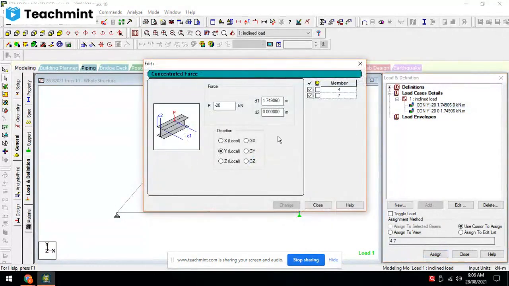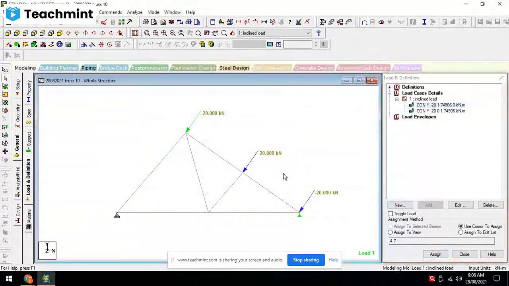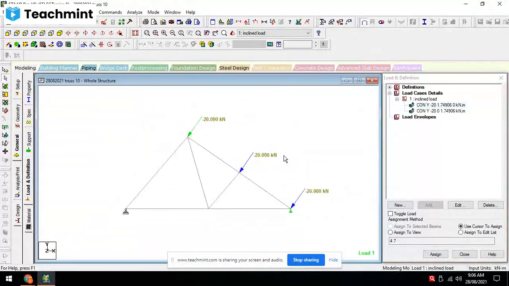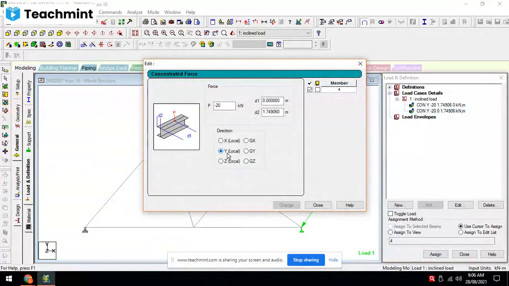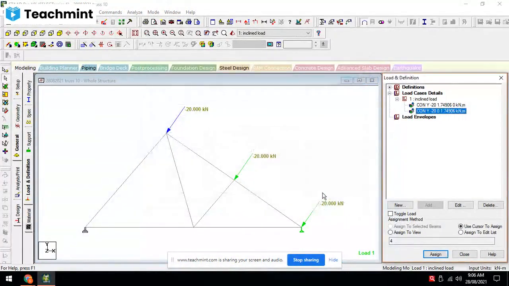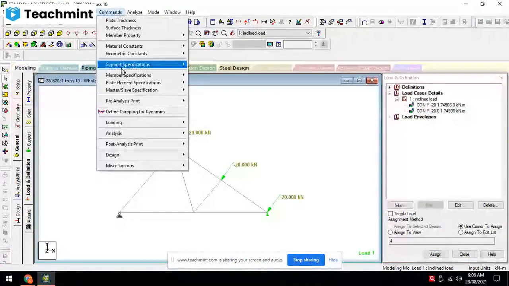D1 is 1.74, then D2 is 0. So like that I will apply the load. Like this you can apply the load. The only main thing is that you change the direction, that is Y local. Change the direction, that is Y local. Is it understood, all of you?